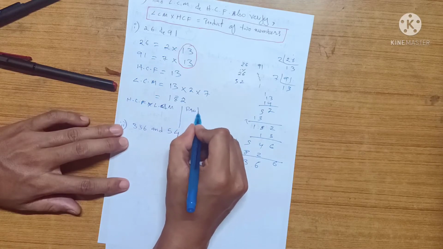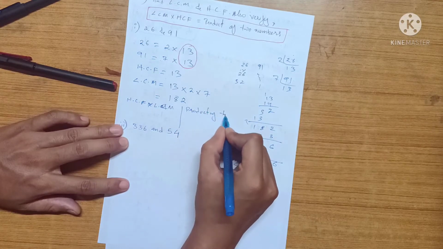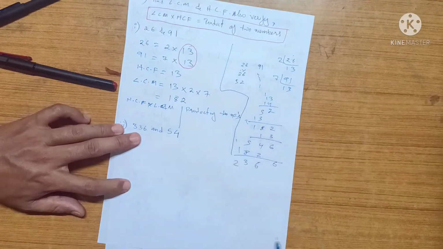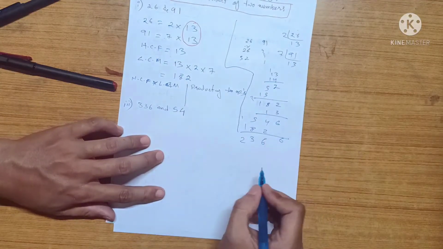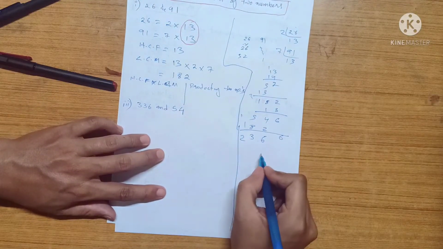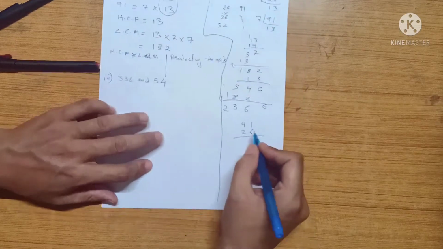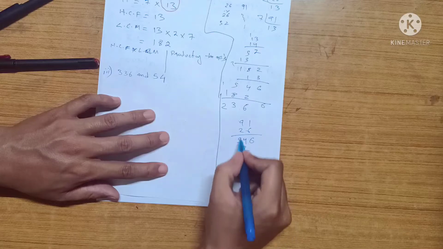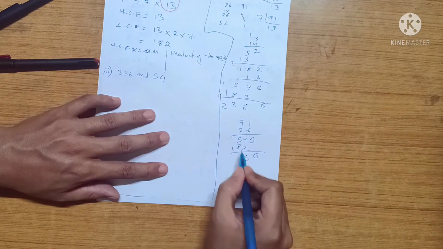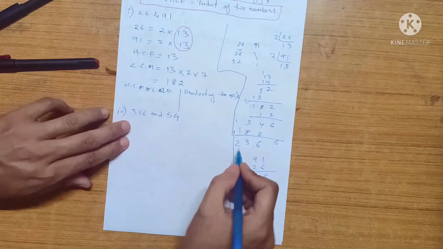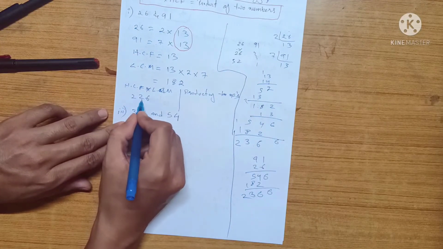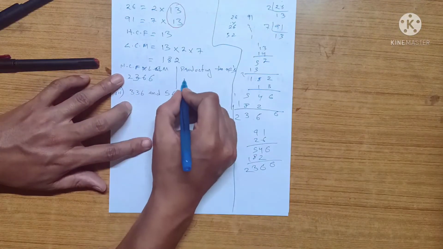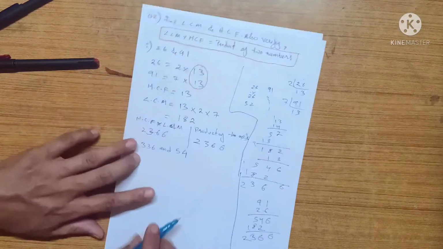That is the product of two numbers. So what are the two numbers? 91 and 26. If I multiply 91 and 26, we get 2366. So see, here also we got 2366. When you multiply the LCM and HCF, and when you multiply the two numbers, we're getting 2366 both times.